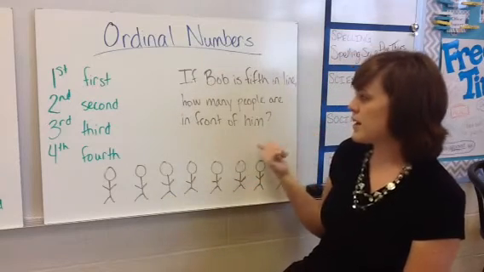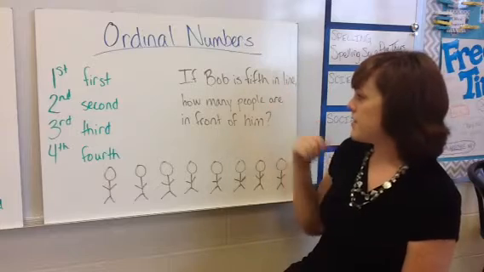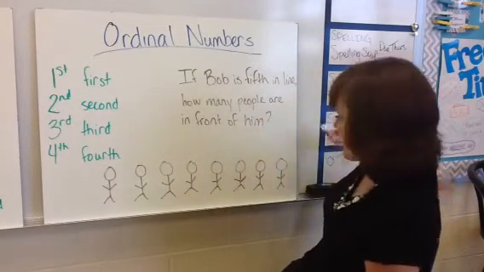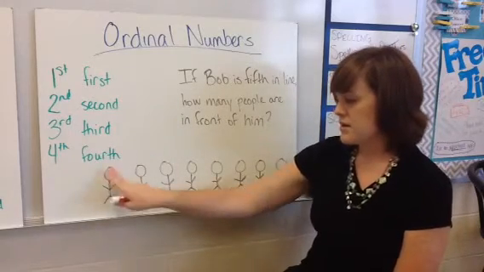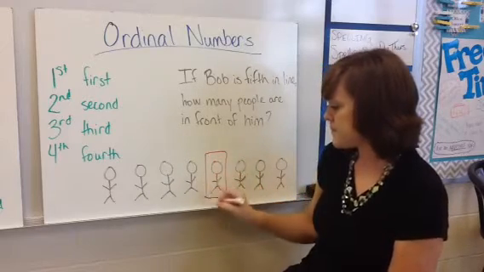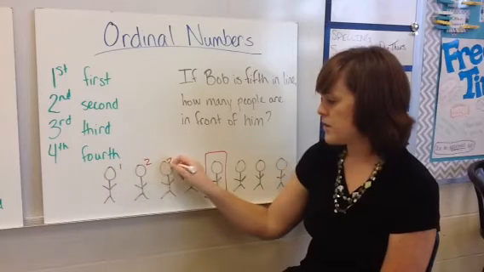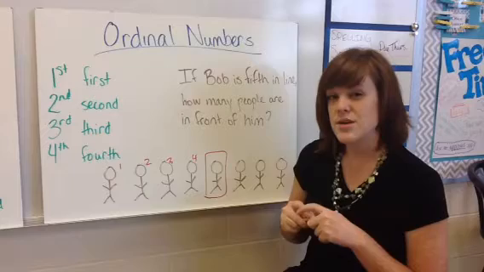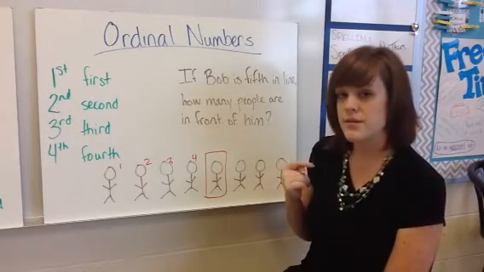So in your book you might come across questions like this that say if Bob is 5th in line, how many people are in front of him? Well, if Bob is 5th, that's first, second, third, fourth, fifth, this is Bob. So how many people are in front of him? 1, 2, 3, 4. And that's how you would solve a problem like that. You can solve it logically, but don't be afraid to draw a picture if you need.